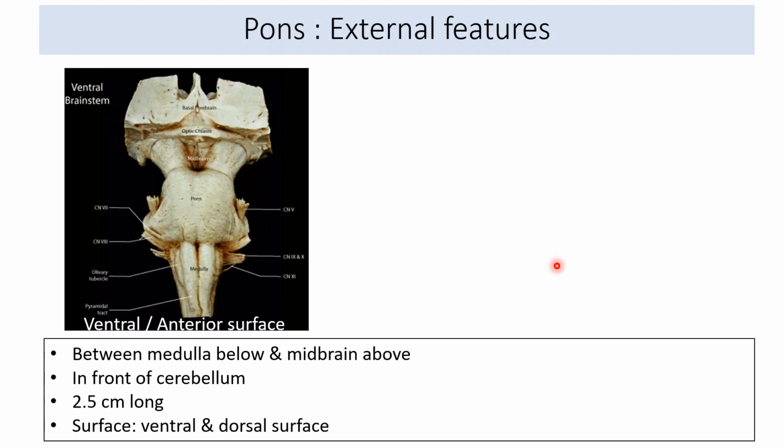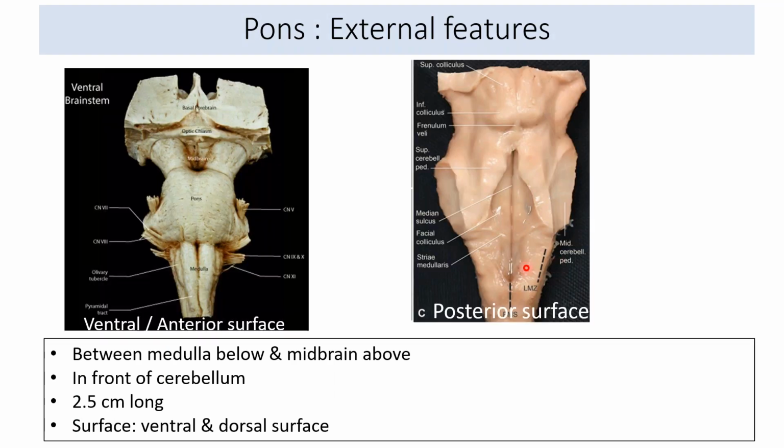Now we'll see the external features of the pons. This is the ventral view of the pons, and this is the posterior view of the brainstem. We can see that it is lying between the medulla and the midbrain. In relation to the cerebellum, it is lying in front. Behind the pons you have the cerebellum, and it is separated from the cerebellum by the 4th ventricle.